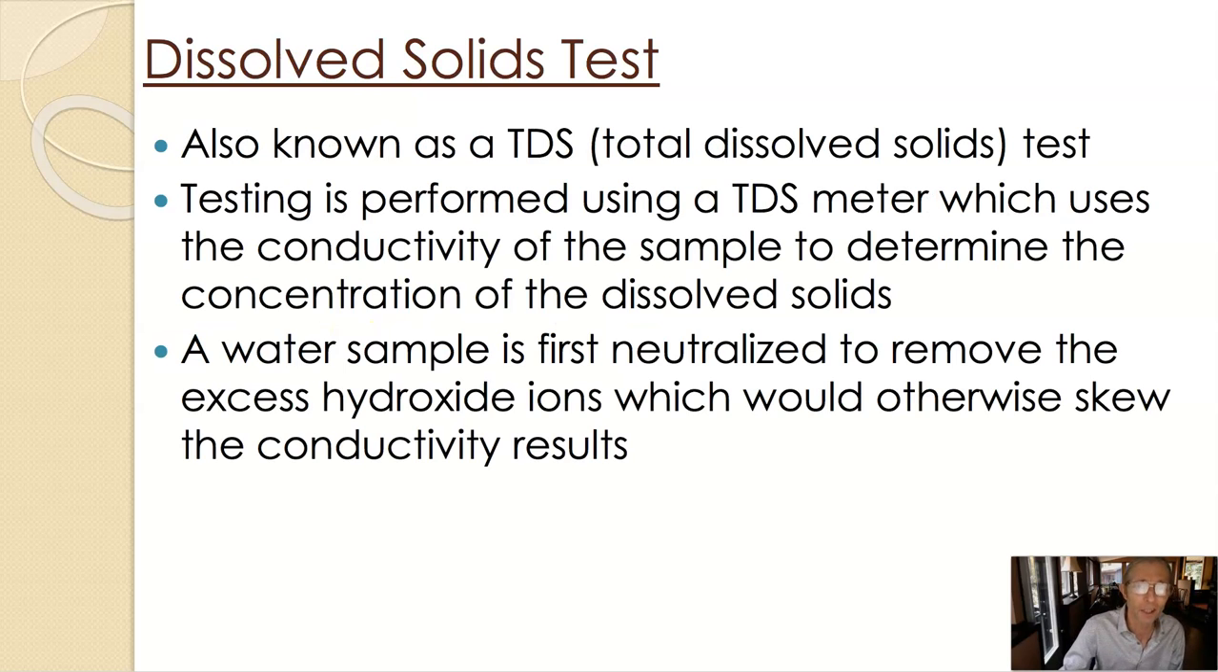Now the dissolved solids test, also known as the TDS test, use a meter for that, and that uses conductivity of the sample to determine the concentration of the dissolved solids. Now, important point here, the water sample has to be neutralized first to remove any excess hydroxide ions, because those will skew the conductivity results. So we won't be doing this test, but you'll be doing this test in the boiler lab with Len or Guy, not sure, one of those instructors.